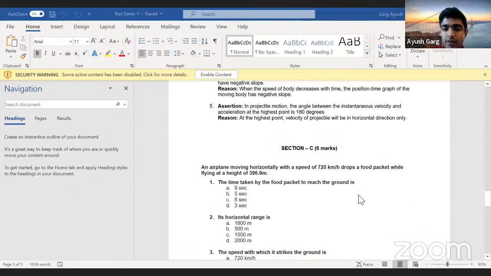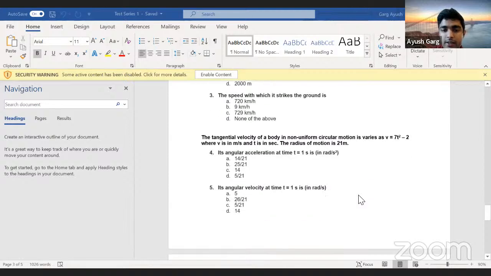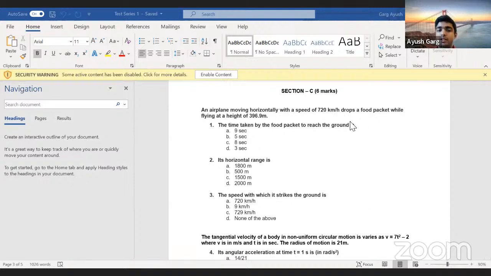We won't cover assertion reasoning types already. My opinion would be that we quickly cover one paragraph question on projectile motion. It's a series of 3 questions that is going to clear your concepts of projectile motion as a whole.